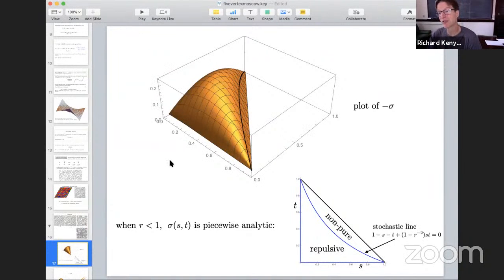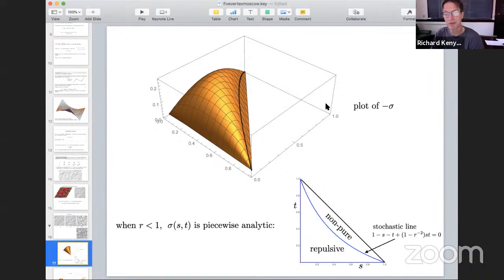Here's a picture of the surface tension. I need to explain how to find the surface tension, but one can go through the calculation to find the surface tension in the five vertex model. It's quite complicated, but here's the answer. And it has an interesting phenomenon which doesn't happen for the dimer model, which is that it's only piecewise analytic. It's got two pieces.